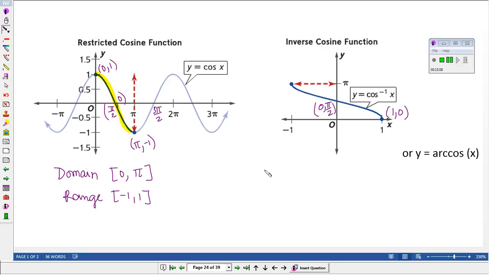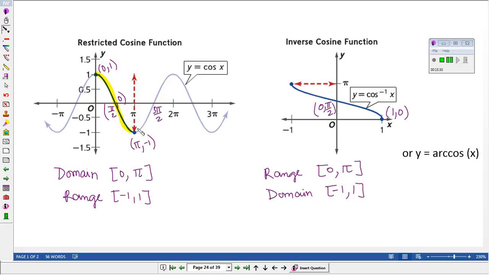However, when you do the inverse, the range becomes the domain and the domain becomes the range. So the range for the inverse will be from 0 to pi, and the domain for the inverse of cosine will be from -1 to 1. So that's why you can see right here that my x value goes from -1 to 1, and my y value for the inverse cosine will go from 0 to pi.